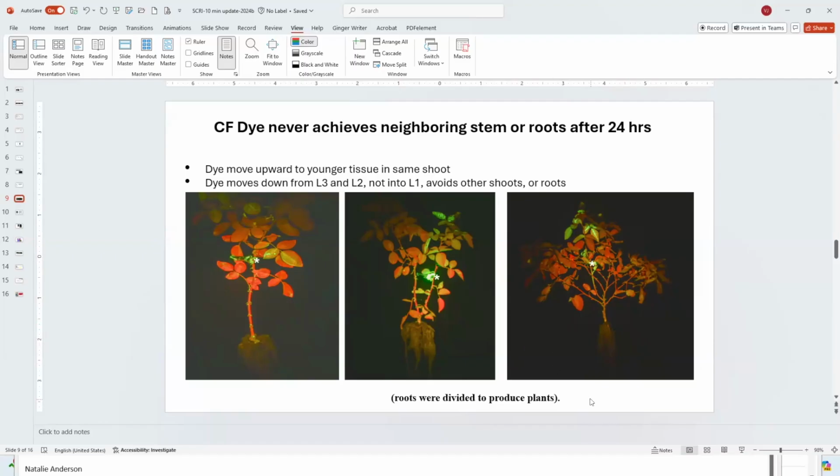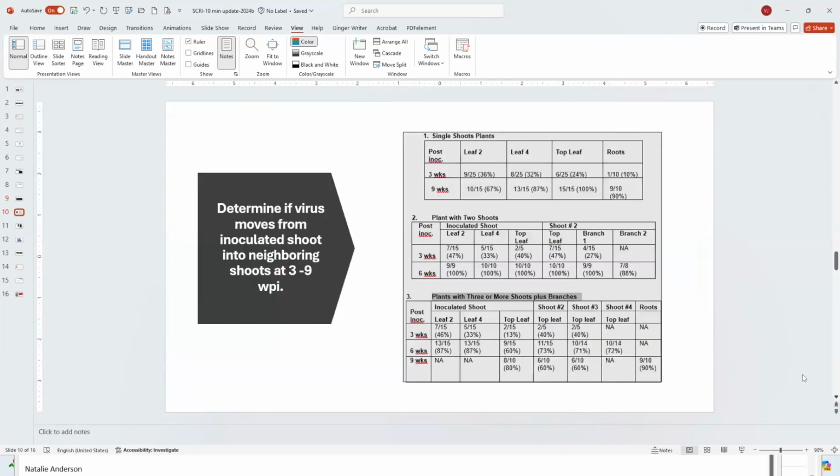And so based on that idea, we would expect perhaps if the virus is following the path of the dye, it may also be restricted in the same tissues that the dye is restricted, which would be great to know if we can use a dye to make these predictions of where to sample. So we inoculated plants with a single shoot, plants with 2 shoots, and plants with 3 shoots, and then we sampled the leaf below the inoculated leaf, the leaf above, and the top leaf in the same shoot, as well as roots.